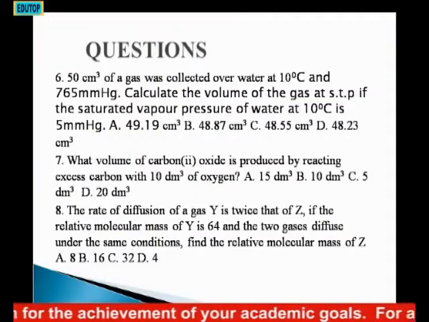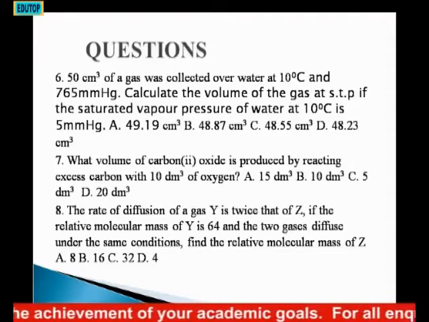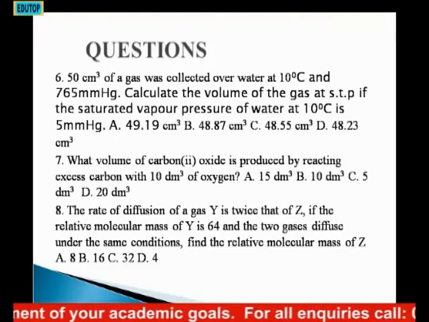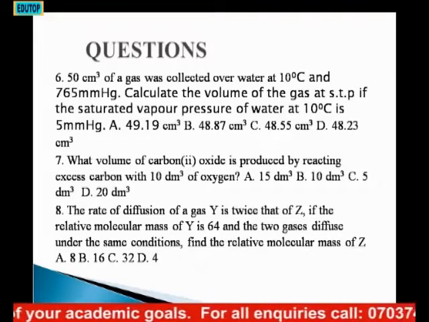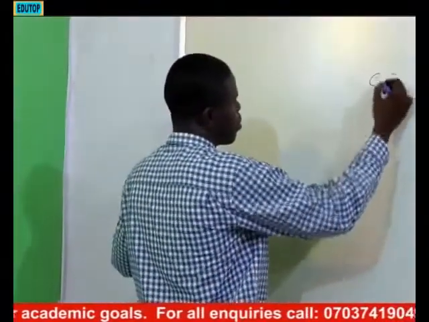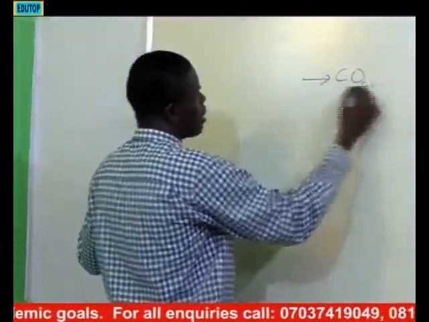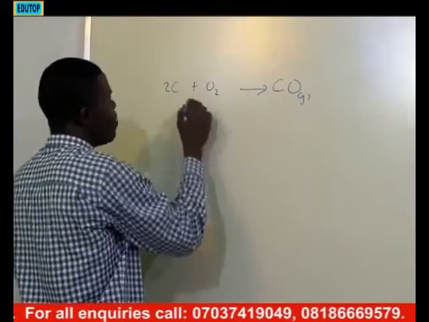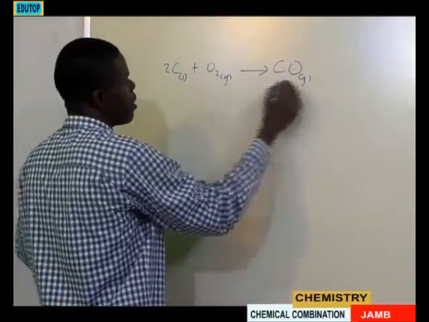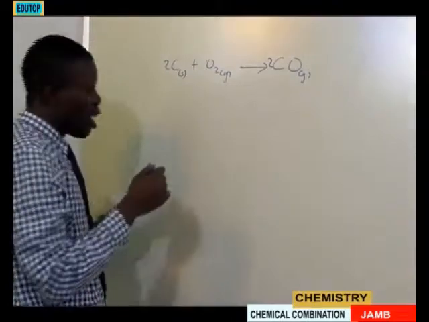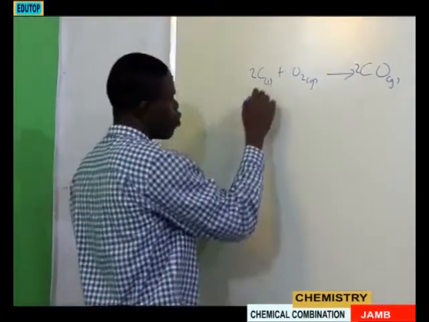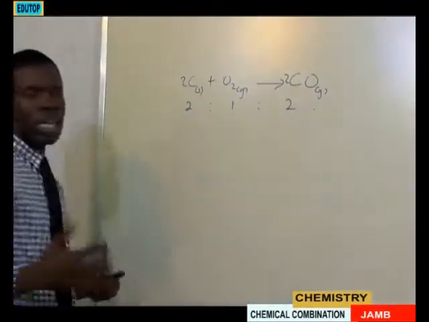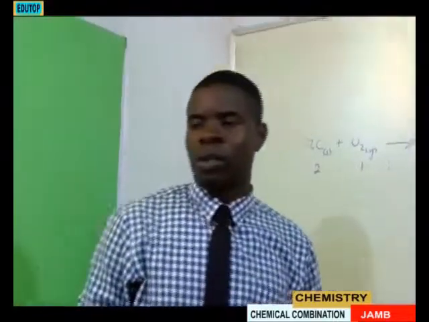Question 7, which says: what volume of carbon dioxide is produced by reacting excess carbon with 10 dm³ of oxygen. So we are having carbon dioxide as a product. Automatically this is a gas. It will be coming from carbon and limited oxygen. So if you are having carbon and limited oxygen, that's solid and gas, then you have this. So you can see how carbon dioxide is produced. So you have 2:1:2. That's the idea. So this is also testing what? Gay-Lussac's law of combining volume.